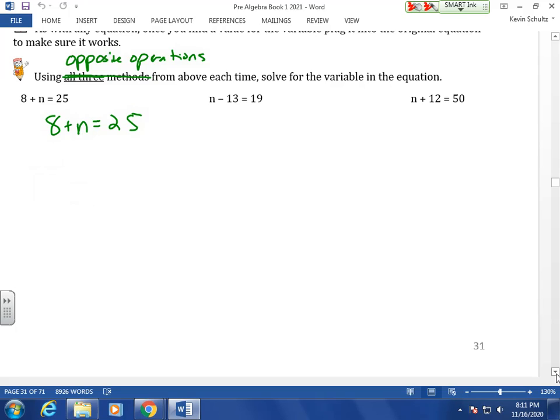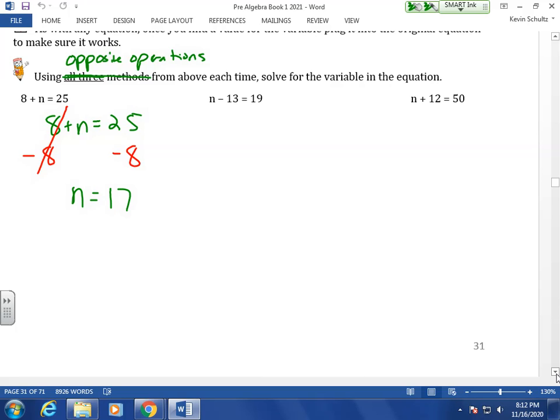So we're going to be subtracting it. The opposite of a positive 8 is a negative 8. Remember we learned about opposites back in CO3? That was kind of laying the groundwork for this. What's the opposite of a positive 8? Negative 8. So 8 minus 8 gives us 0. They cancel out, exactly what we wanted to happen. N is by itself, and 25 minus 8 is 17.